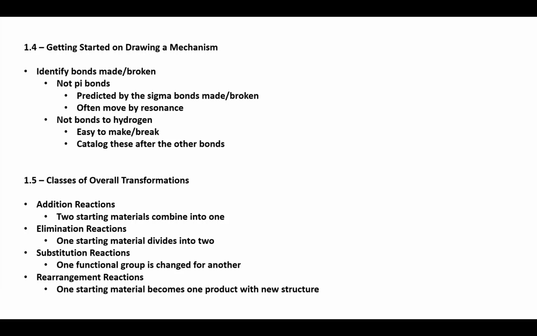And then rearrangements are a special case where one starting material becomes one product, but we change the structure around a little bit. Rearrangements are definitely their own kind of chapter and type of reaction. We will talk about those a little bit more. Rearrangements avoid a lot of the nucleophile electrophile stuff that we've talked about, so they tend to be a little bit of a different beast, if you will.